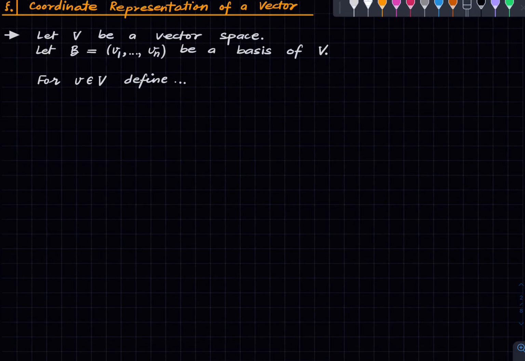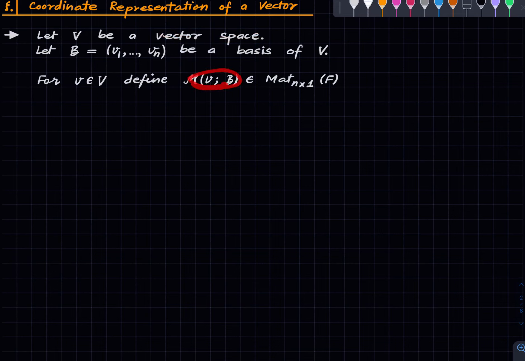So let's get started. First, we will discuss this notion of coordinate representation of a vector. So, fix a vector space V and fix a basis of it. For a vector V, we define the following. We define this thing, which is also a matrix of dimensions n cross 1, where n is the dimension of V. So it has n rows and one column. And if F is the base field, this vector space is over F. I haven't written it.